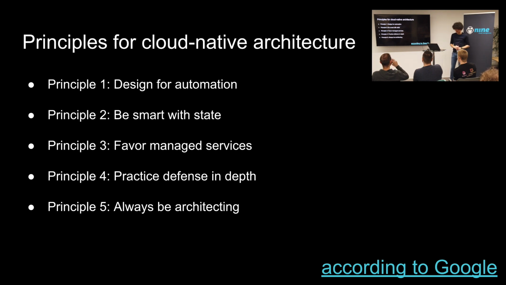And I went on Google and I searched. And they do have this recommendation of how to build cloud-native applications. Design for automation. OK, makes sense. Be smart with state. I don't like when people use the word smart for something, but OK, fine. Favor managed services. Yeah, that's duh. And practice defense in depth, that really got me confused. We'll see about that. And always be architecting. OK, makes sense. Things change. New services appear on Google Cloud or on AWS. Depends. Maybe you should migrate. You'll see. But that's pretty good. It gives you a very good idea of how you should build an application.